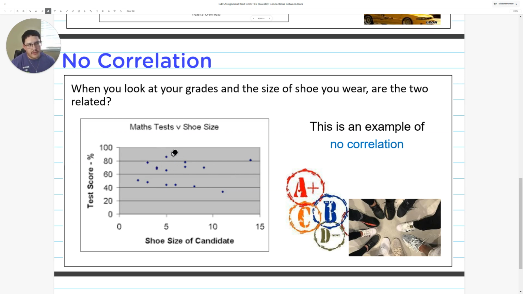You see some of the dots going up right there, some of the dots going down. There's no obvious correlation to it. So we would have no correlation going on. You could probably argue that there is a negative correlation, especially with this outlier over there. But in general, math tests and shoe size should not have a correlation at all.